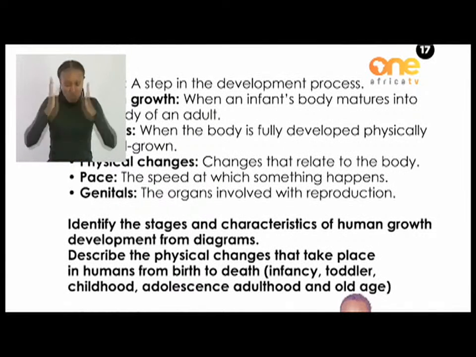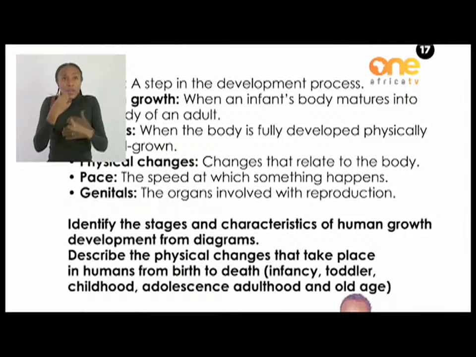Physical changes. These are the changes that relate to the body. It means we can see them. When you are thinking of something that's not a physical change, physical changes should be possibly seen or can be identified on your body. We look at the pace. The pace is the speed at which something happens. How fast or how slow is the pace? And we look at the genitals, the organs involved in reproduction.